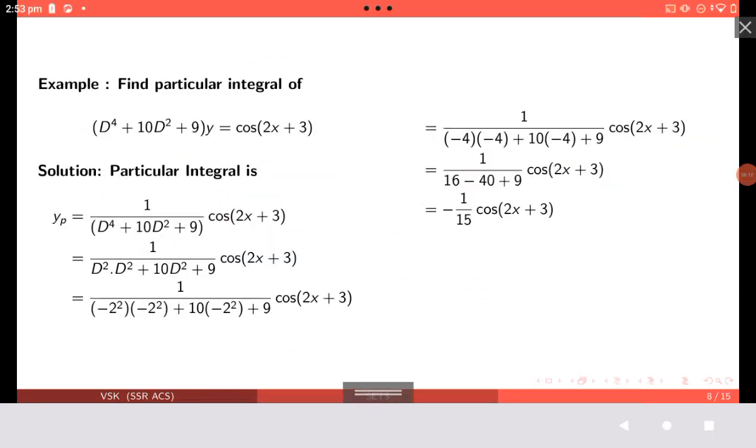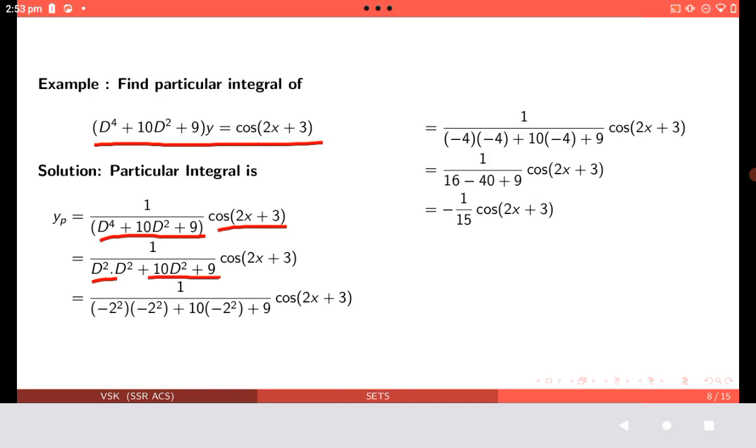So let us see one example. Find a particular integral of this expression. Because we are interested in the particular integral only, we will start with yp. This expression is written over here, 1 upon f(D) cos(2x + 3). Now this D to the power 4 can be written as D² into D², then D² plus 9, cos(2x + b).